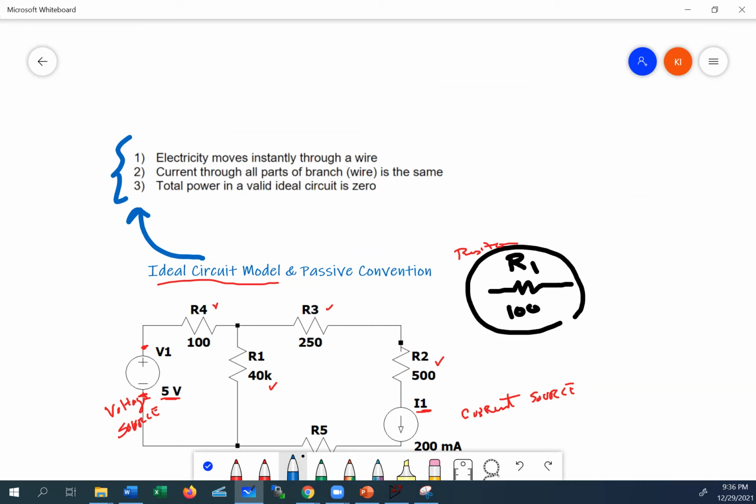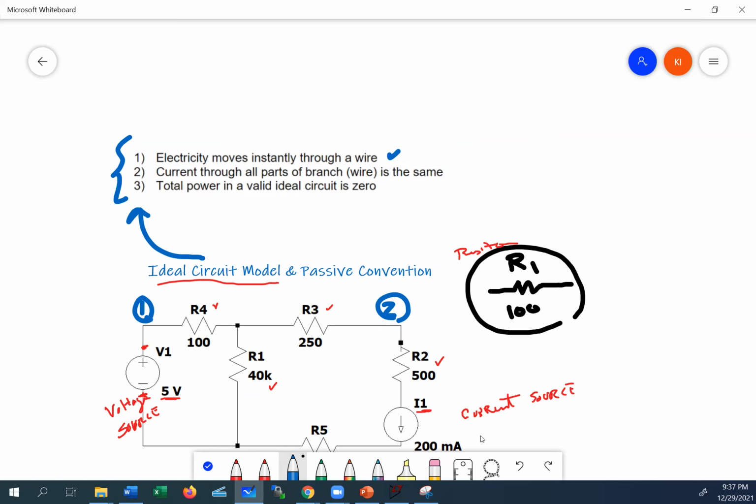So what does it mean that electricity moves instantly through the wire? What that means is that when you make a change in one part of your circuit, the rest of your circuit instantly sees the effect. So you don't have to wait for the effect to get from here to here. That happens instantly. From point 1 to point 2, zero time elapses between whatever you did at point 1 and seeing the effects at point 2. It's going to go everywhere. Okay, so that's this one. So there is no delay in an ideal circuit model.